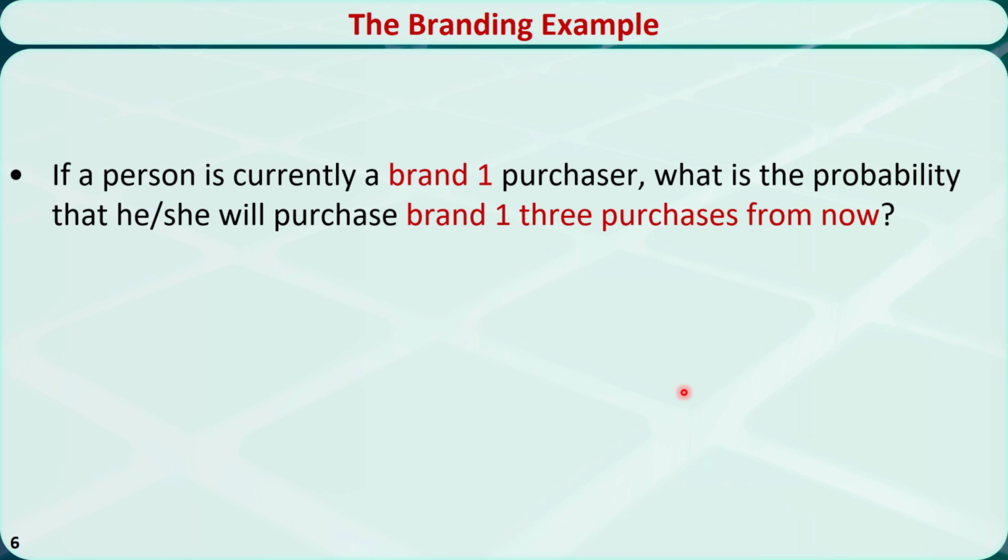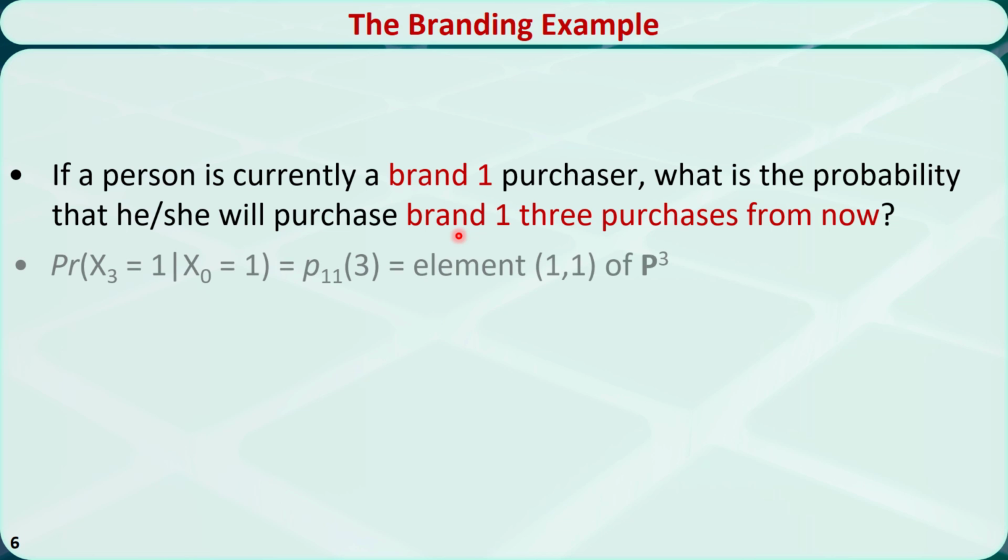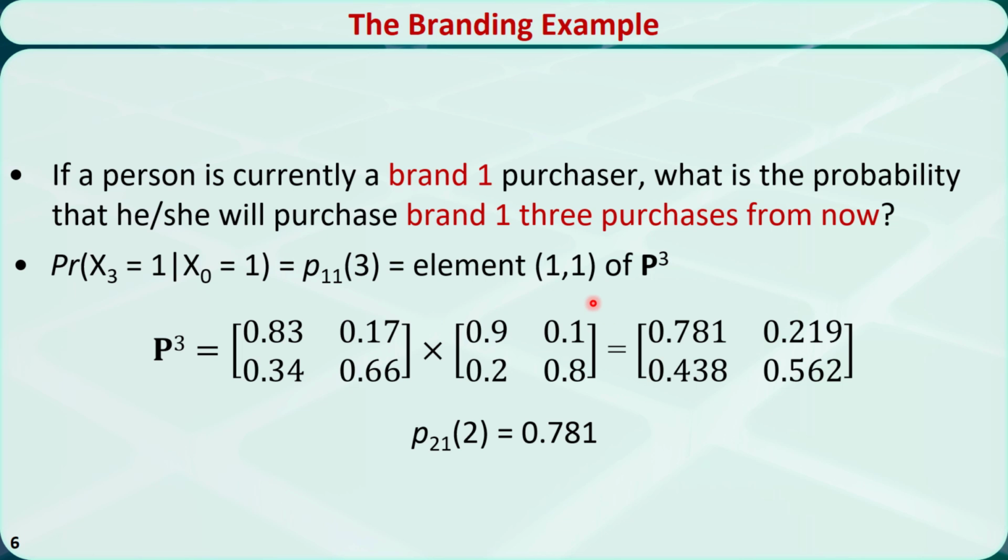Another question. If a person just purchased brand 1 toothpaste, what is the probability that he or she will purchase brand 1 three purchases from now? In this problem, the current state is X0 equals brand 1. We try to find the probability that three steps from now, X3 is equal to brand 1. This is equal to P11(3), or the element in the first row and first column of P to the power of 3, which is 0.781.